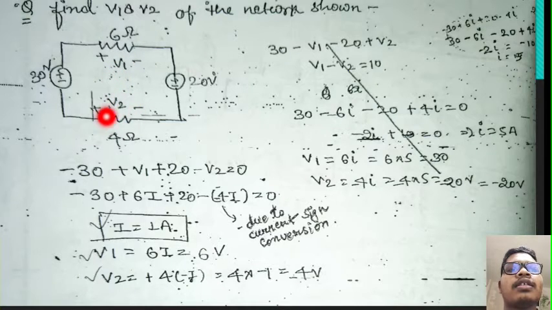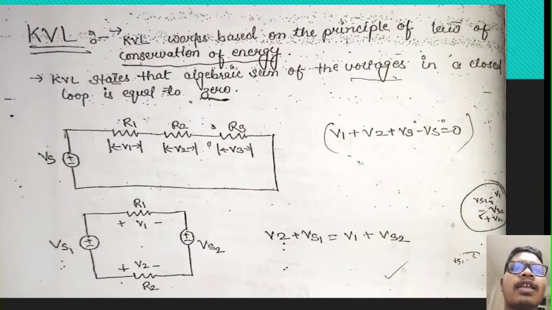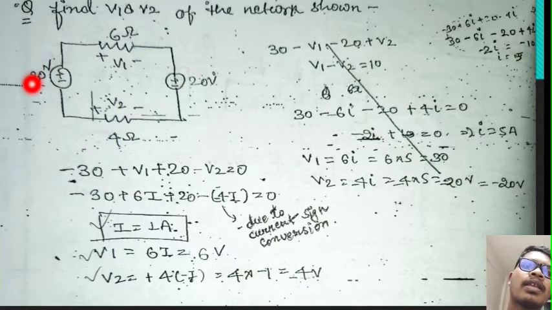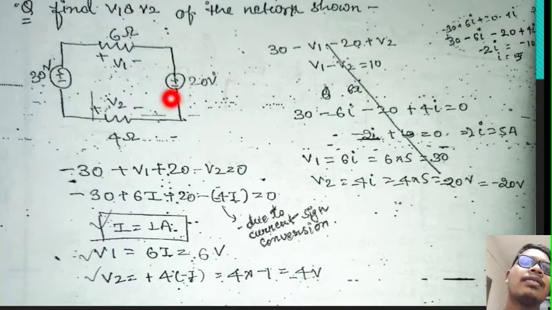So this is asking to find the voltage V1 across the 6 ohm resistance and V2 across the 4 ohm resistance. By applying KVL only, we find the voltage V1 and V2. So we are going this side. This 30 volt is a minus sign. So minus 30 plus V1, and this is the plus sign because we are going like that. Okay. So it is 20 volt minus V2, that is equal to 0.